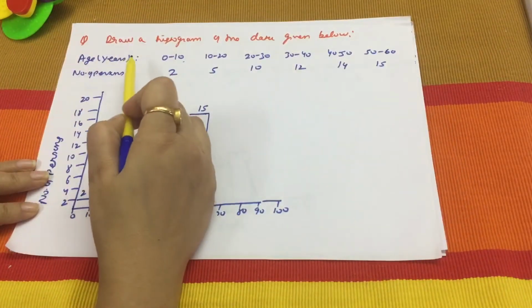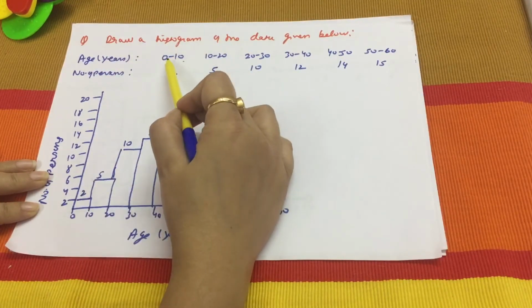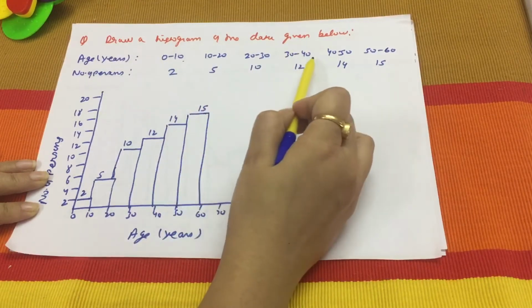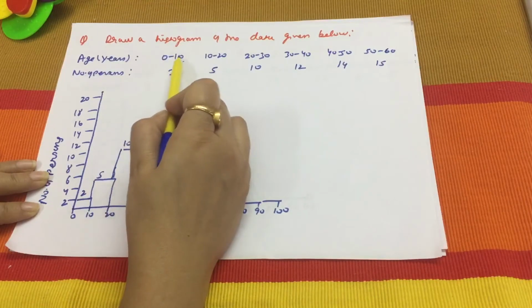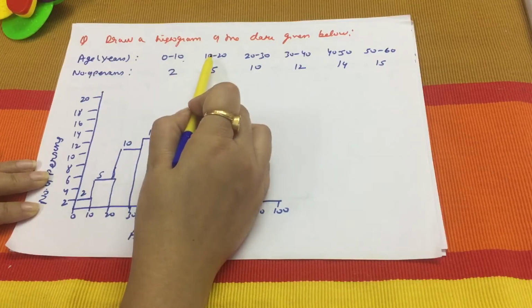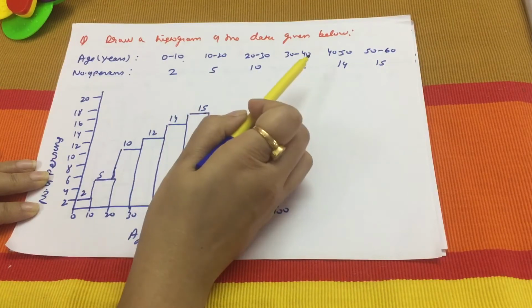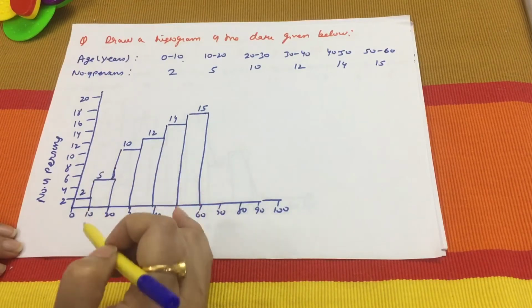See, if the data is given in the grouped data form, for example, in my example I have taken age, where the class interval is given in this form: 0 to 10, 10 to 20, 20 to 30, 30 to 40 and so on, and the number of persons are also given. In the age group of 0 to 10, 2 persons are there. With the age group of 10 to 20, 5 persons are there, and so on. So now you have to construct the histogram for this particular data.